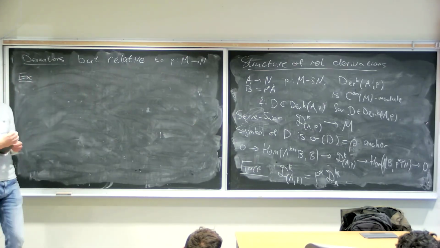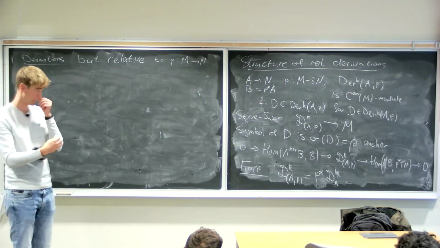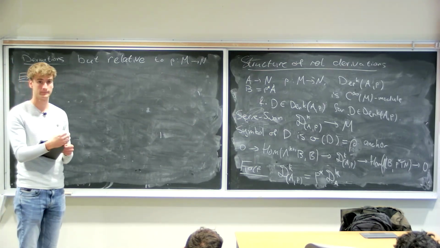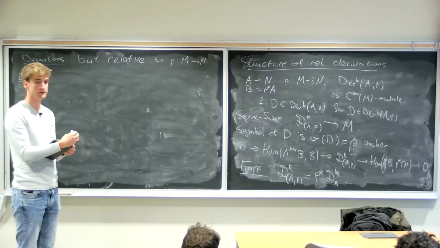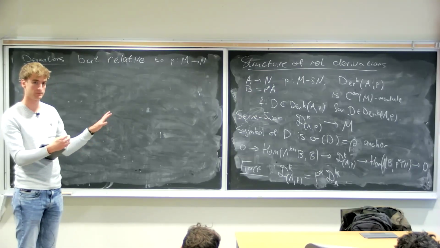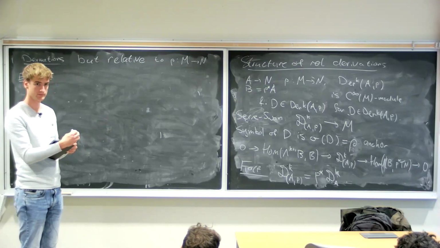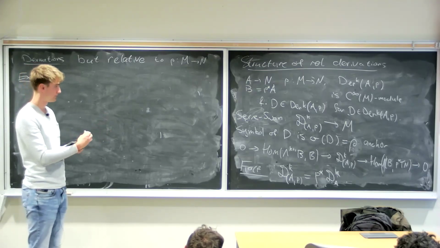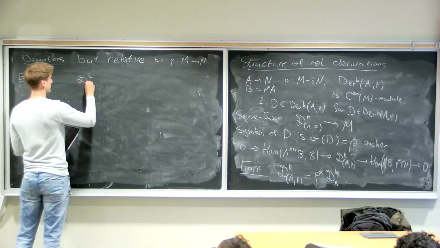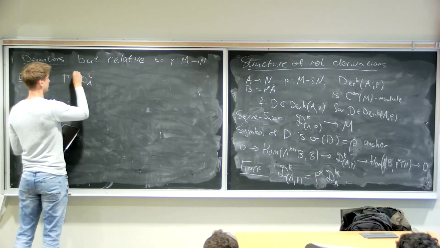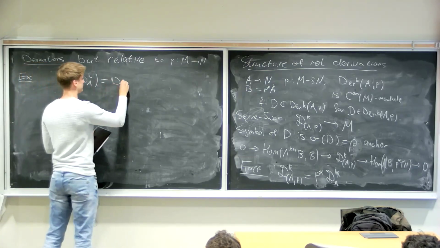If you have a relative algebroid, if A is an algebroid on N, we don't have a relative algebroid yet. This is just a vector bundle. D_K A is the vector bundle whose sections are the K-derivations on A.